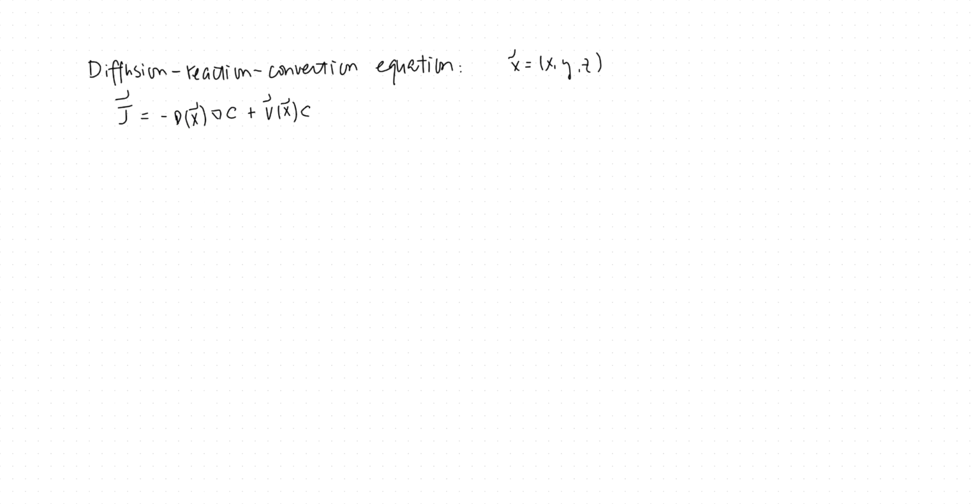What I mean is our concentration is a function of space, our diffusion coefficient can potentially be a function of space, and our velocity can also be a function of space. Now this is just a flux. We have a diffusive flux plus convection.